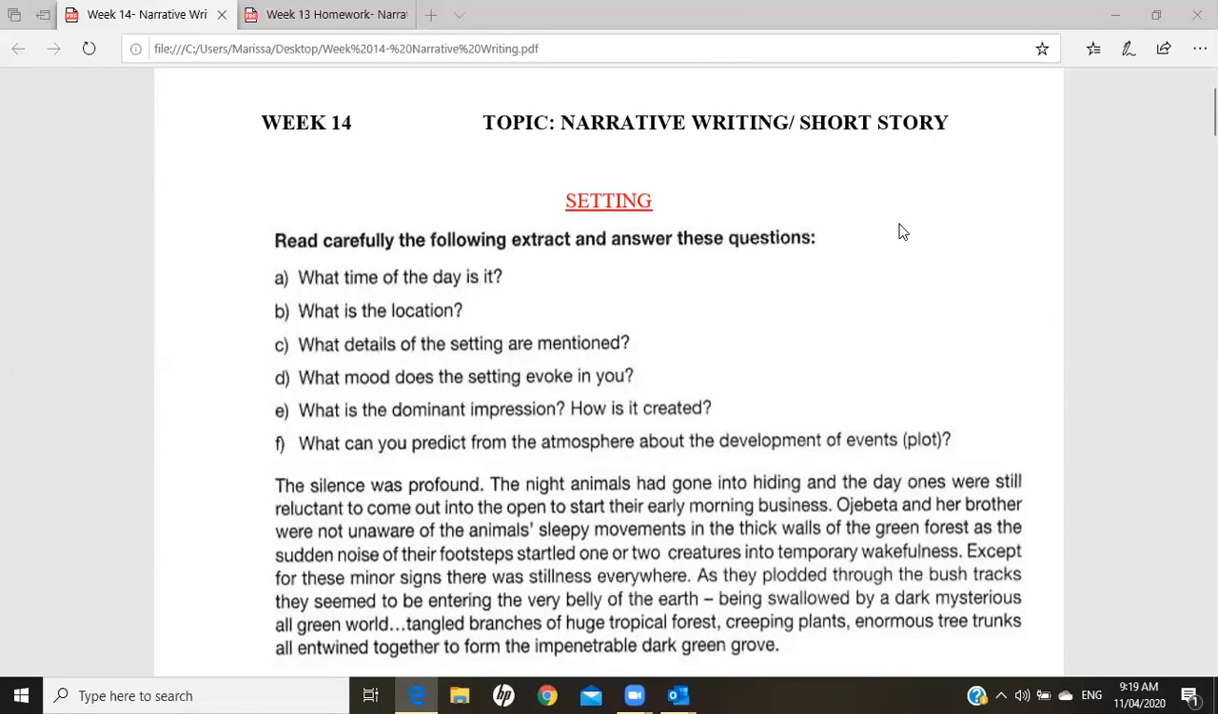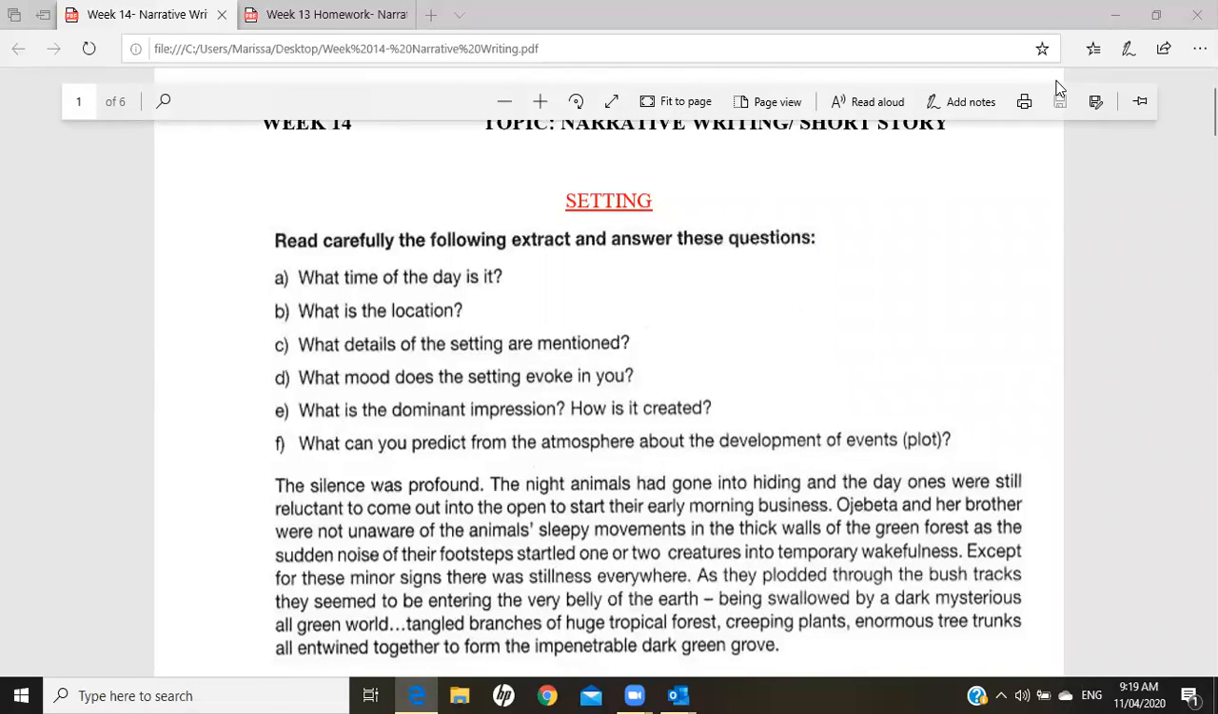I will say the night animals had gone into hiding, and the day ones were still reluctant to come out into the open to start their early morning business. Mm-hmm. So when you read that line, what time of day is it? Is it night? Is it lunchtime? Morning time? What time of day do you think it is? I think early morning.